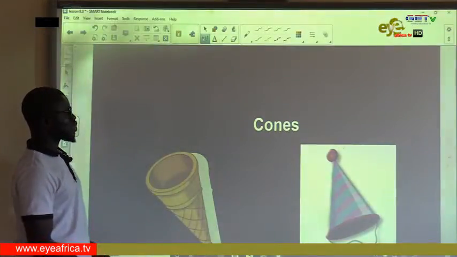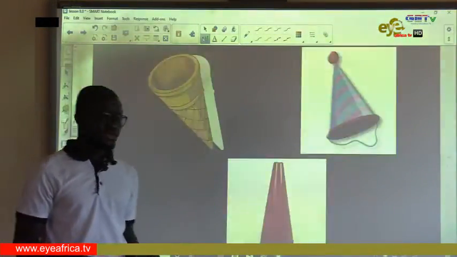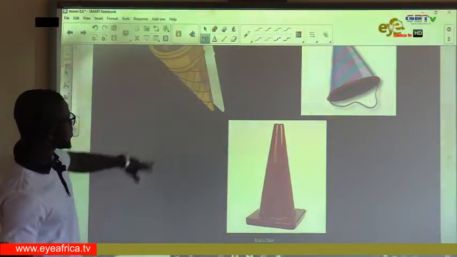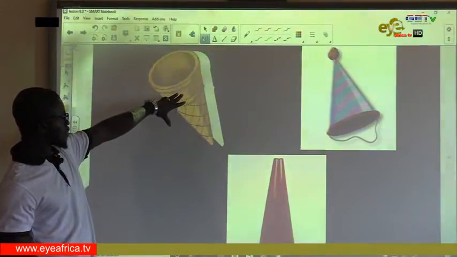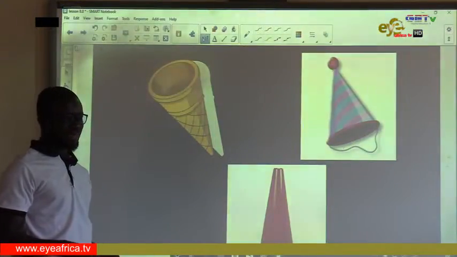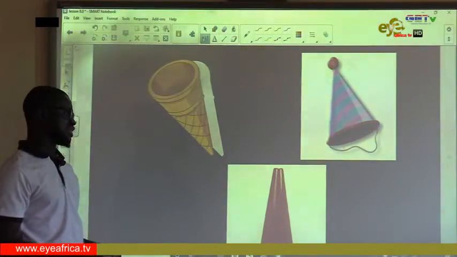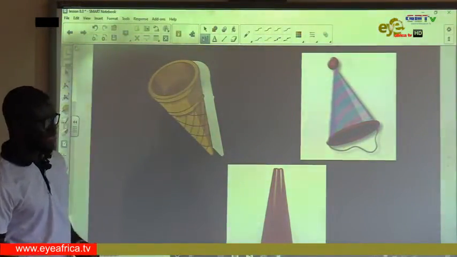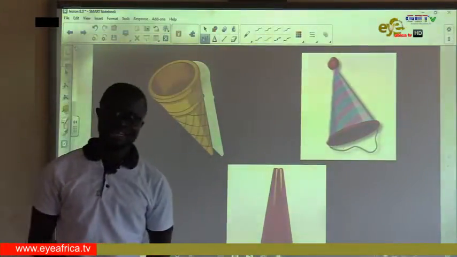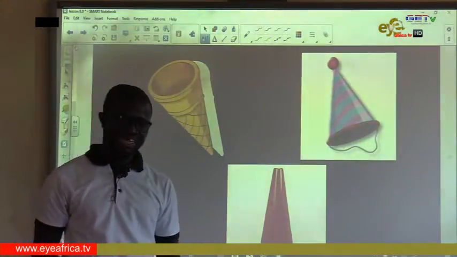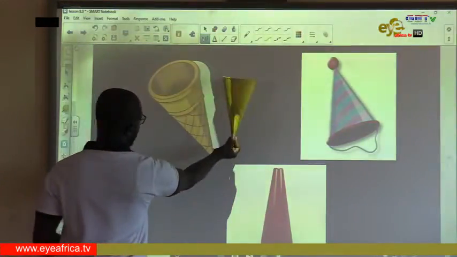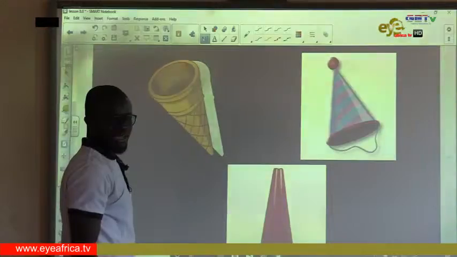In this slide, we have some pictures on the screen. The first one is the ice cream. Remember, I mentioned the ice cream here. If you look at the shape of the ice cream, obviously it's just like the cone, as you can see. They look alike. All right?